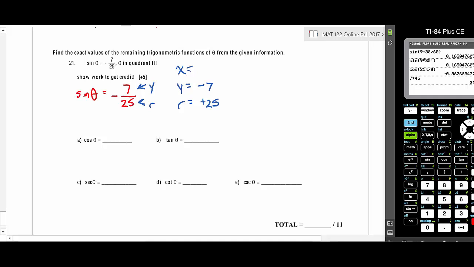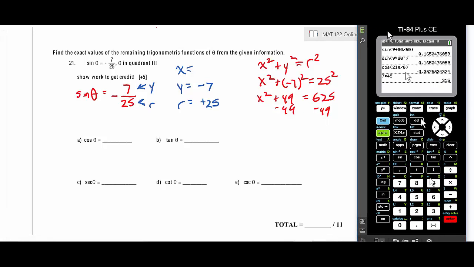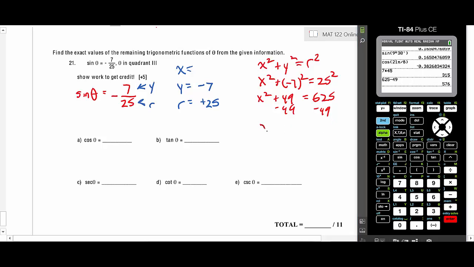Okay, so what your job is now is to use the Pythagorean theorem to find x. So we're going to do x squared plus y squared equals r squared. So that's x squared plus negative 7 squared equals 25 squared. So that's x squared plus 49 is equal to 625. You can subtract 49 from both sides. So I'm going to do that, and then we'll do square root and see what we got here. So that is 576. Okay, so that's going to be x squared equals 576.